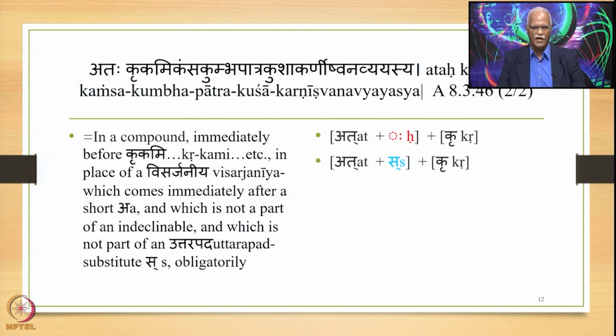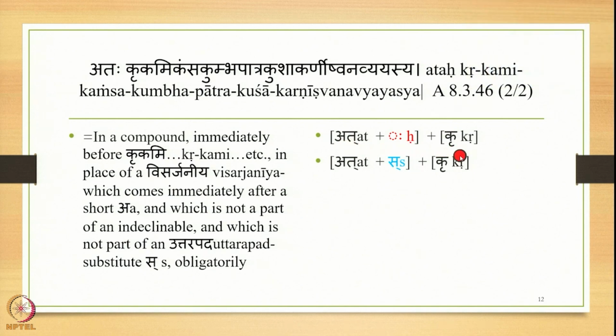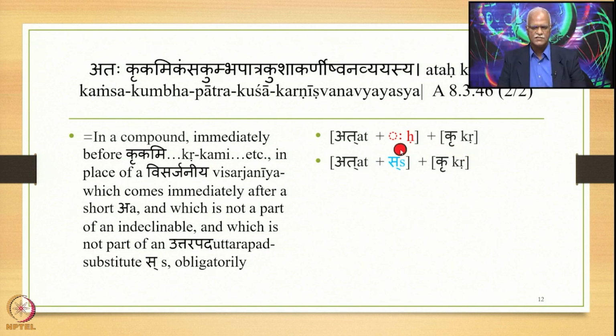So the meaning of the sutra is the following. In a compound, immediately before kru, kami, kamsa, kumbha, patra, kushakarni, etc., in place of a visarjaniya which comes immediately after short a, and which is not a part of an indeclinable, and which is not part of an uttarapada, substitute sa obligatorily, which can be presented in the form of an equation like this. If this is the pada and visarga comes at the end of the pada, preceded immediately by short a, followed by kru, kami, etc., then in this case this visarga is obligatorily substituted by sa. There is no option. And so at plus visarga plus kru, if this is the input, at plus sa plus kru is the output generated by this particular sutra.